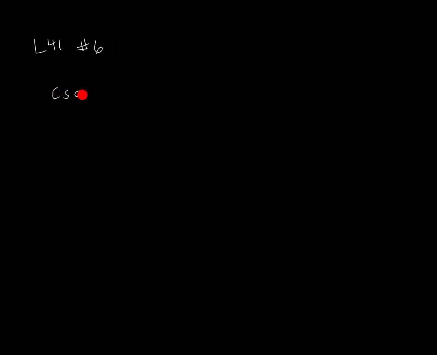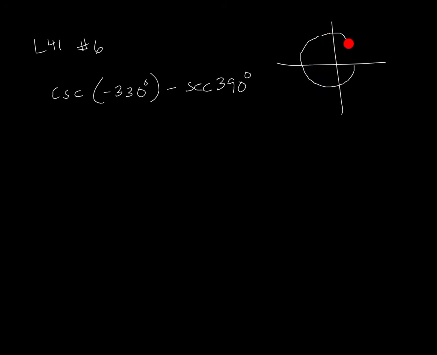Okay. Cosecant of negative 330 degrees minus secant of 390 degrees. Let's just kind of do this together. So negative 330 degrees, if we were to plot that around, it would go around like this, and it would come out to be 30 degrees, right? We know that it's going to be square root of 3 over 2 and 1/2. Okay, cosecant is the reciprocal of sine, so it's just going to be 2.